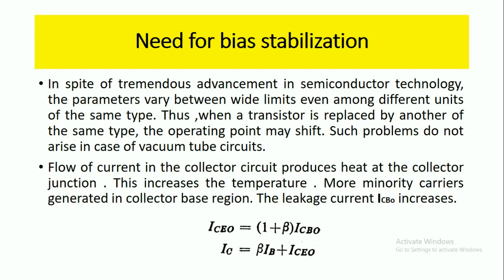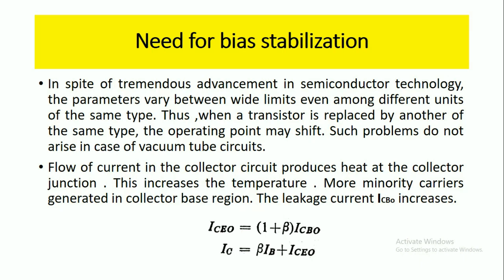So when the temperature increases, more minority carriers will be generated at the collector base region, so this will increase the leakage current ICB0. From this, the collector to emitter leakage current can be represented as ICE0 equal to 1 plus beta into ICB0, and the collector current IC equal to beta IB plus ICE0.